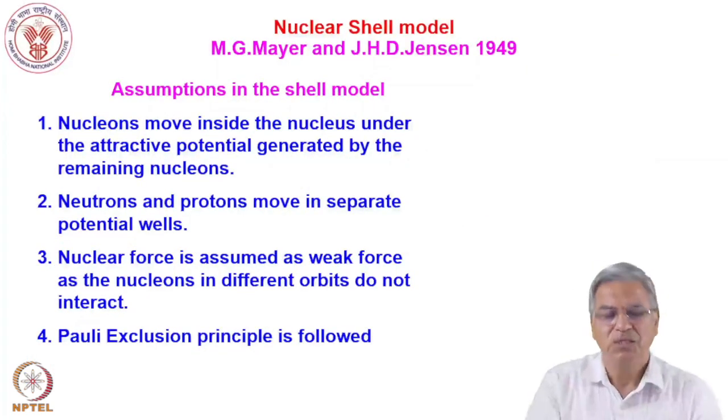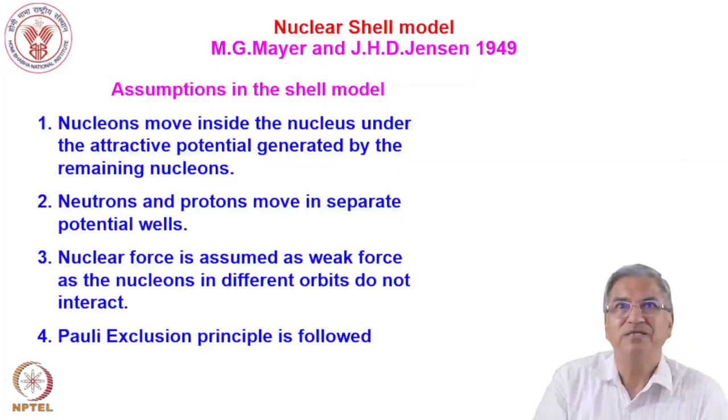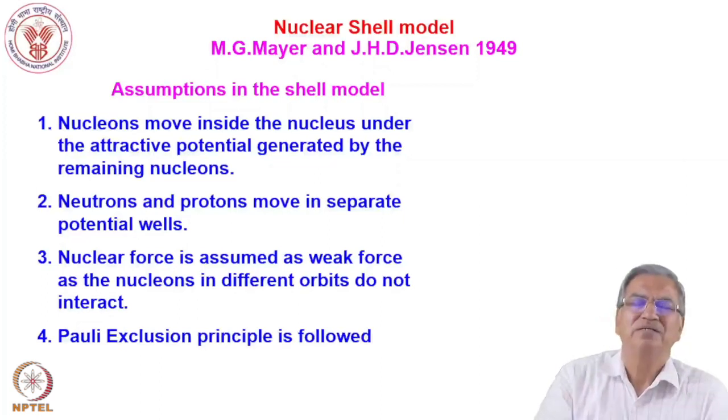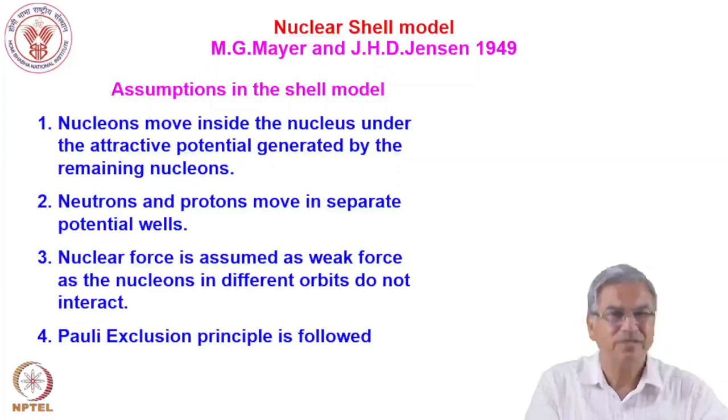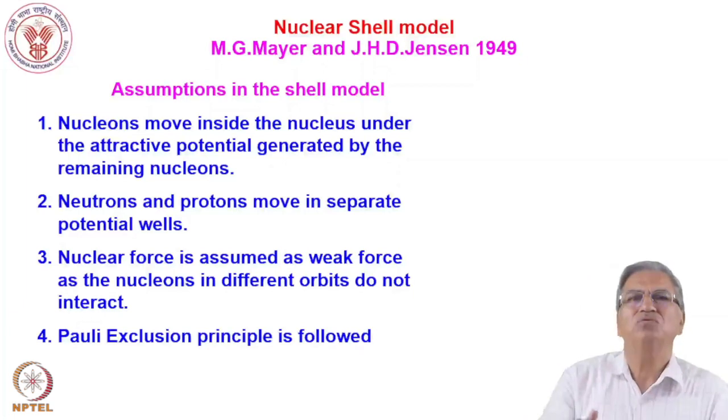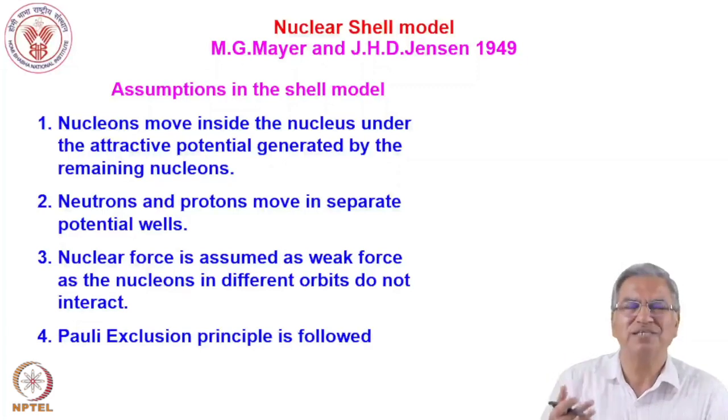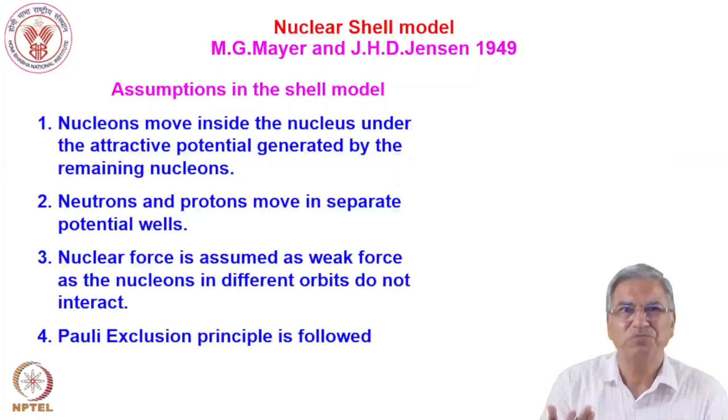This is the shell model, which was proposed by Mayer and Jensen in 1949. The shell model has certain assumptions, and here it is more like atomic structure, where the electrons revolve around the nucleus in certain fixed, stationary orbits. In the atom, we have a central potential offered by the positively charged nucleus, and the negatively charged electrons move around the nucleus because of this attractive central potential, giving the assumptions of stationary states of Niels Bohr.